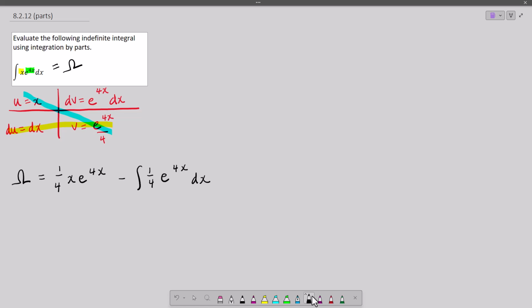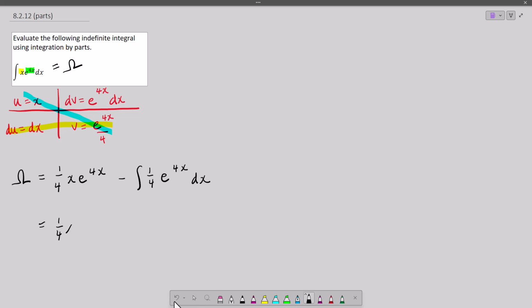If we would have swapped out those functions, you would end up seeing that this coefficient would end up being x squared divided by 2, and it would be more difficult. And anytime that integral ends up being more difficult, you've got to go back and choose a new u. All right, well, let's finish this one off.